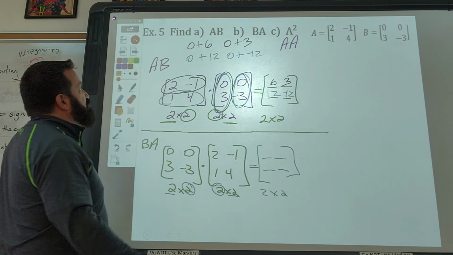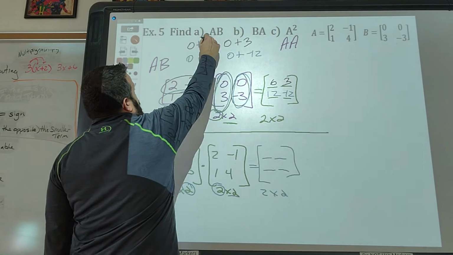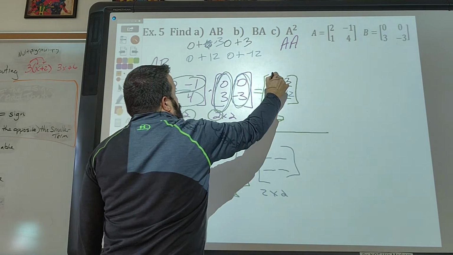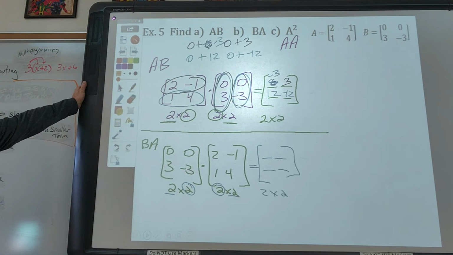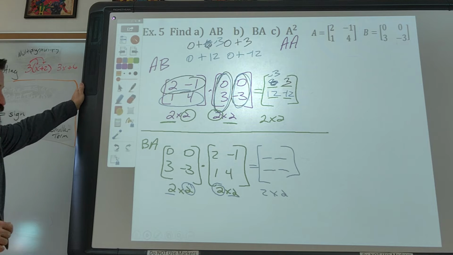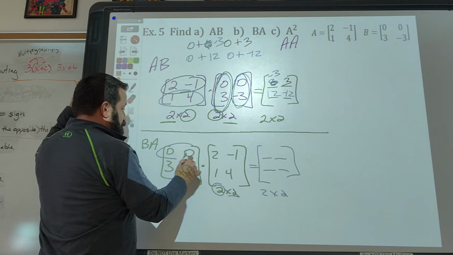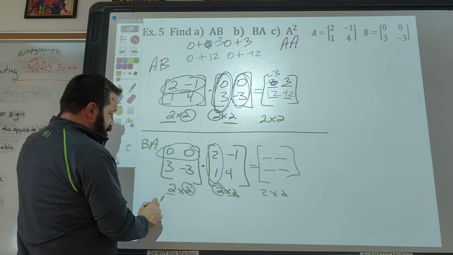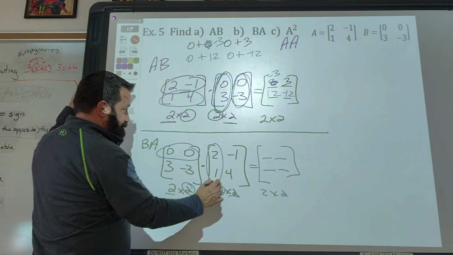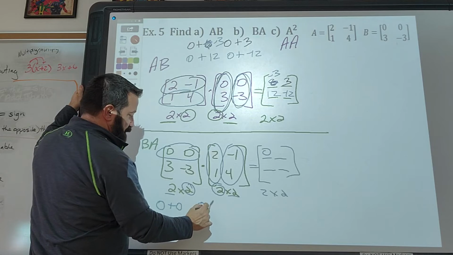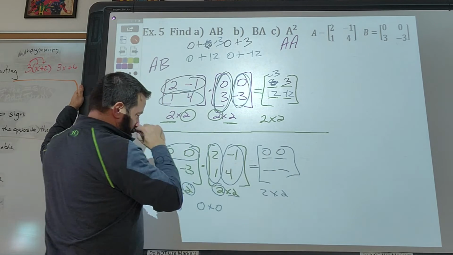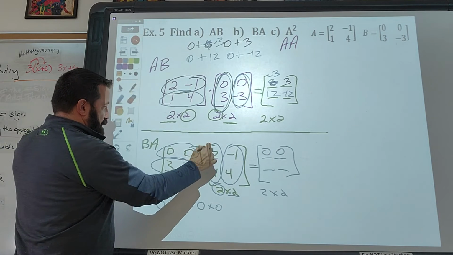It's supposed to be 2 times 0 is 0, -1 times 3 is -3. That's where I went wrong. -3. There we go. All right. Great. I'm glad I totally screwed that up. See if I can get this one right. Row times column. 0 plus 0 is 0. Multiply this column. 0 plus 0 is 0.